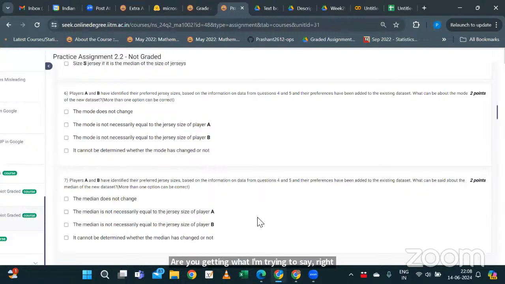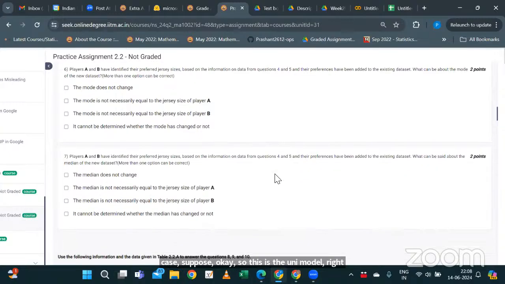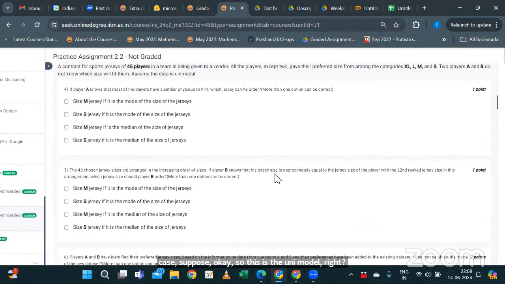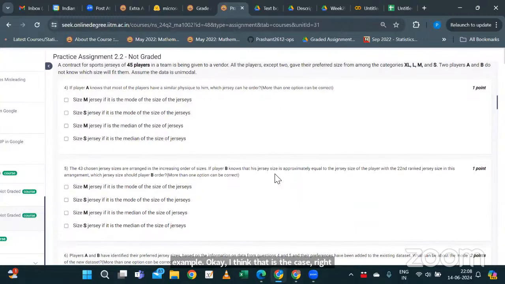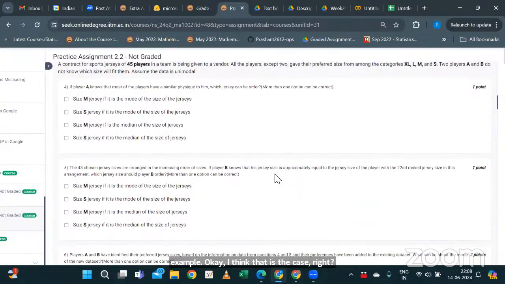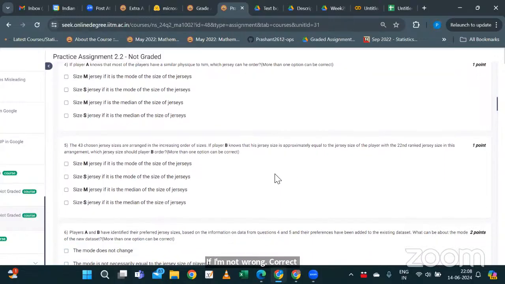All right. Similarly for the next case. In the next case, suppose this is the unimodal, right? Suppose the mode for B and A have the median size, for example. I think that is the case, if I'm not wrong. B knows the approximate size. Okay, B is the median size. B is bearing the median size, and A is the modal one. A is the modal one.